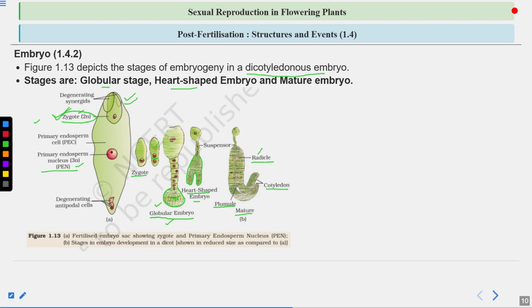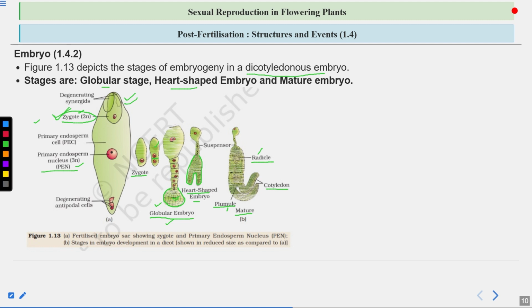So what does the radicle form and what does the plumule form at the time of germination? Can anyone tell? Which part gives rise to the root and which part gives rise to the shoot? Okay, I got the answer. The plumule gives rise to the shoot and the radicle gives rise to the root. And that is the whole part of the plant, the shoot system and the root system. That part only we see in the plant, right?